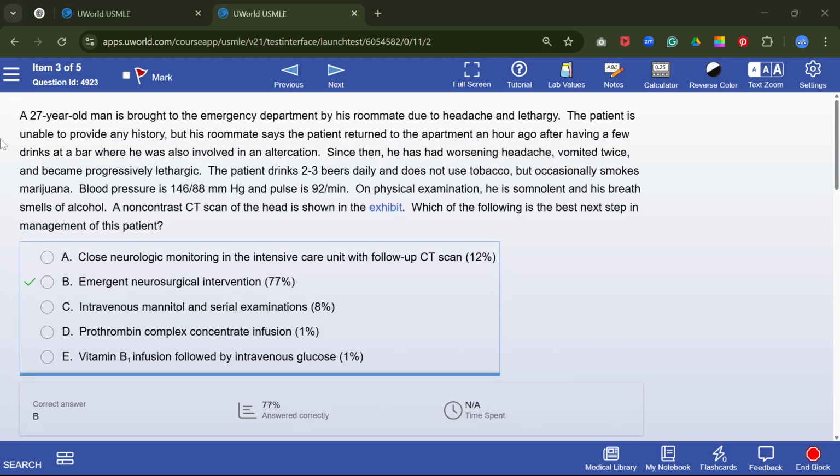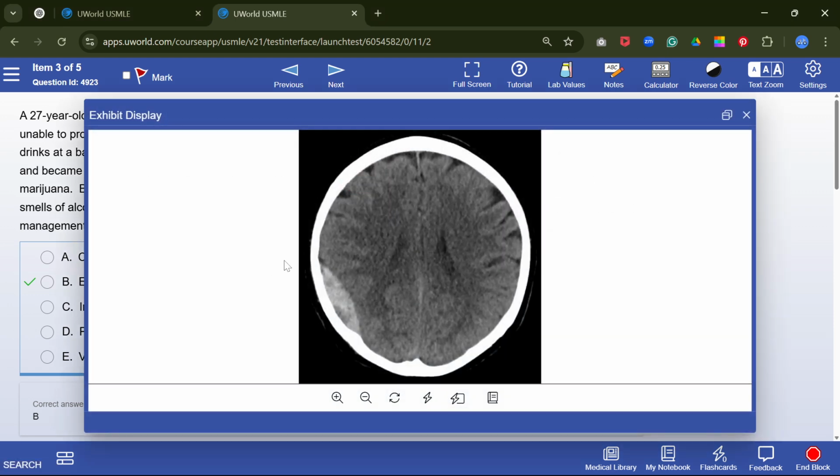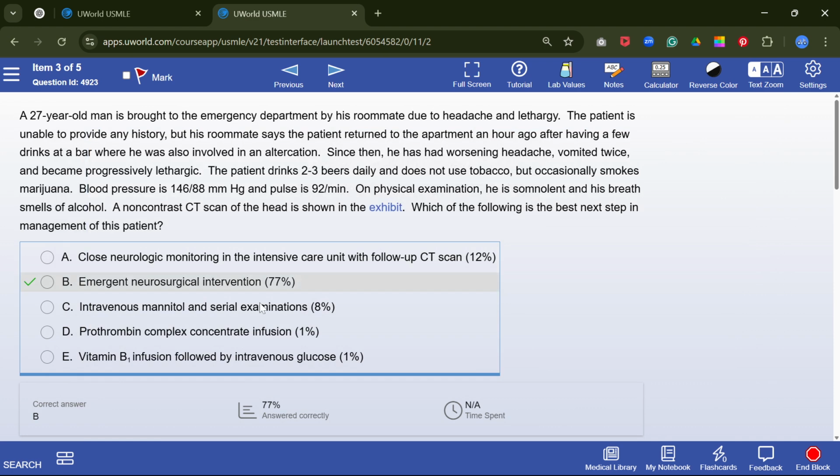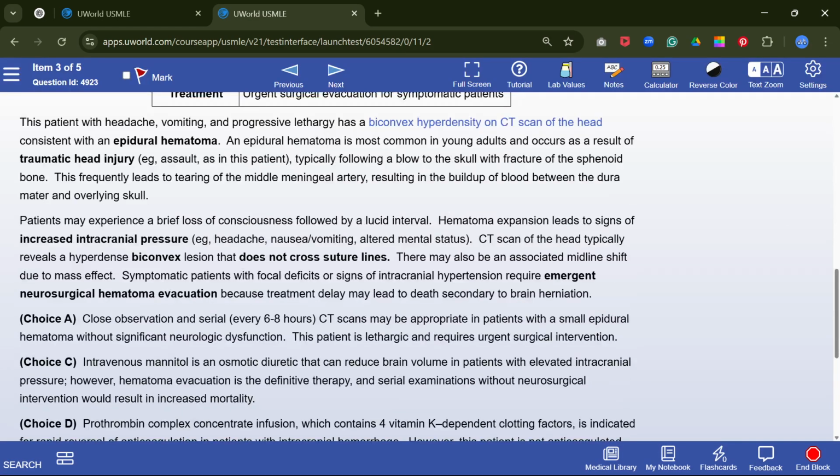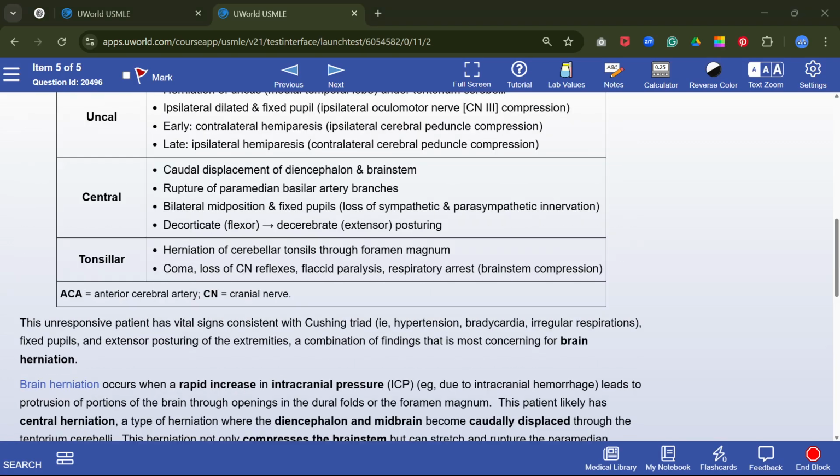Okay. Now again look at this question. In this, a CT scan is given. It is a lens-shaped, biconvex lesion not crossing the suture line, which looks like an epidural hematoma. So emergency neurosurgical intervention, hematoma evacuation, should be done.